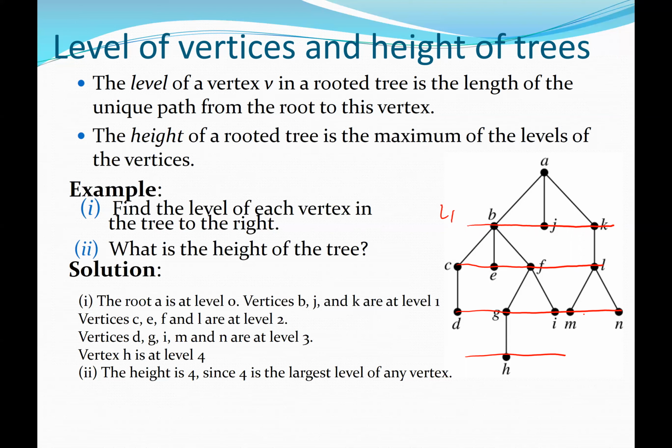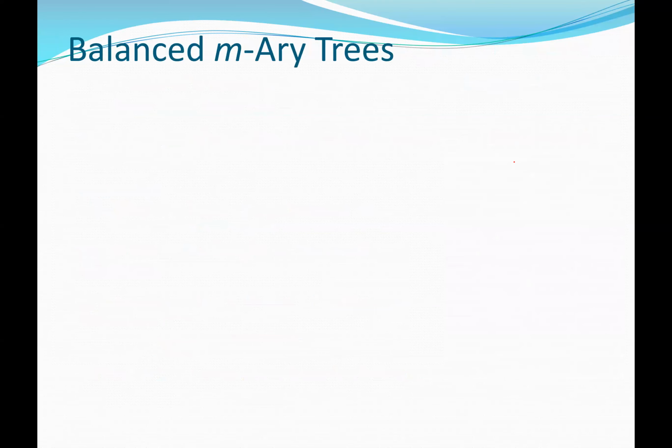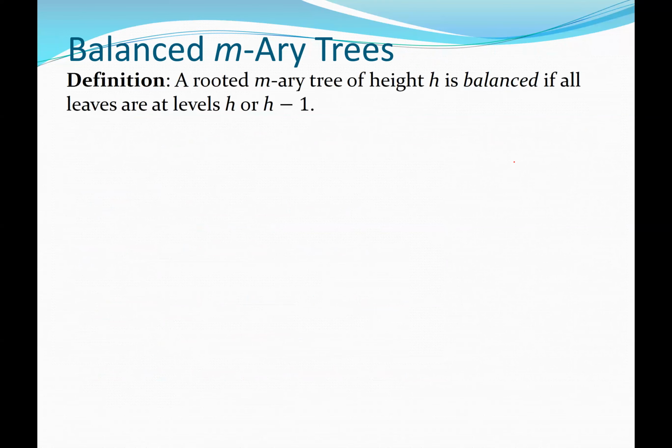Okay, so L1, L2, L3, and L4, and this A would be L0, that's the root. Very straightforward. All right, so balanced m-ary tree. A rooted m-ary tree of height h is balanced if all leaves are at level h or h minus 1.